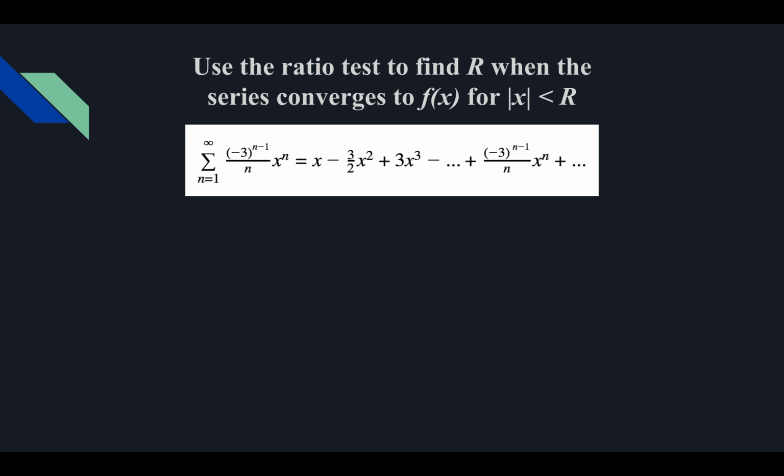So in part A, we need to use the ratio test. The ratio test is the limit as n approaches infinity of the absolute value of a sub n plus 1 over a sub n, where a sub n is the series given, and a sub n plus 1 is the series with n substituted for n plus 1.